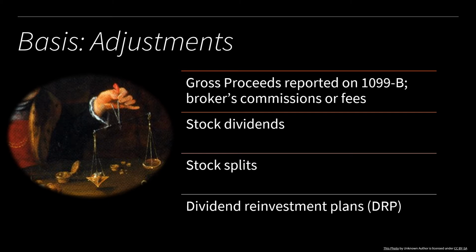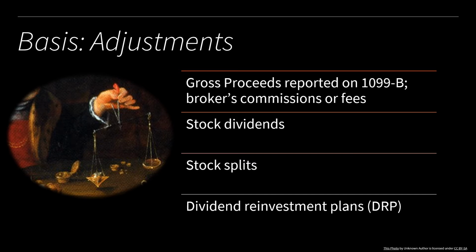It adjusts the cost. So we're never fiddling around with what we enter, what's reported, and what we enter as the sale price or the proceeds. The adjustment always comes in at the basis side of things. So some other things that can affect the basis could be stock dividends or stock splits or dividend reinvestment plans.